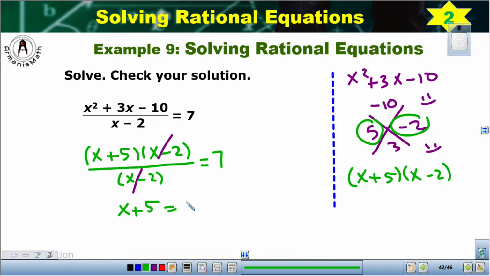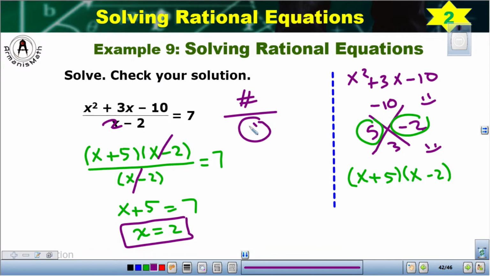x minus 5 equals 7. Subtract that from both sides. x equals 2. Well, let's see if that's going to work. If I put 2 here, does that cause an issue? Oh yeah, there's a problem here. If I put 2 here, that's going to make this something divided by 0 equals 7. Well, that's undefined. There's no solution to this thing because you can't divide by 0. So this should not work.